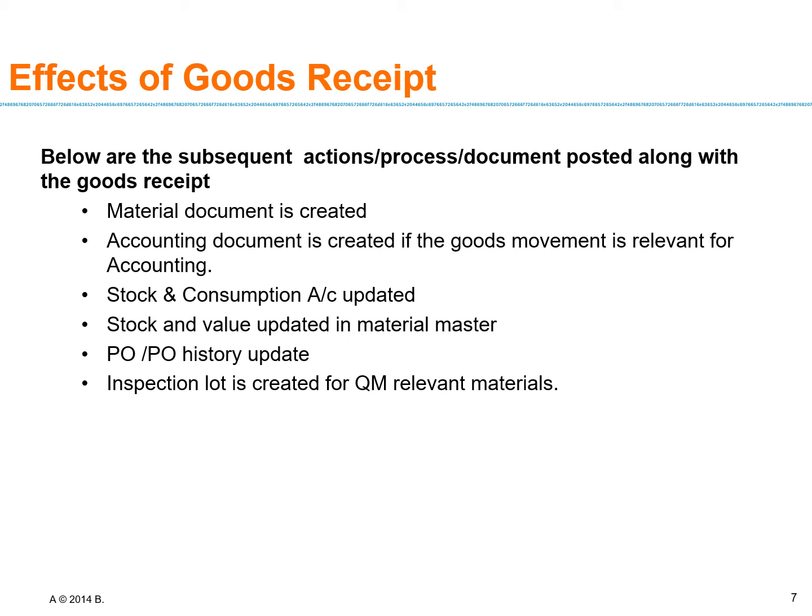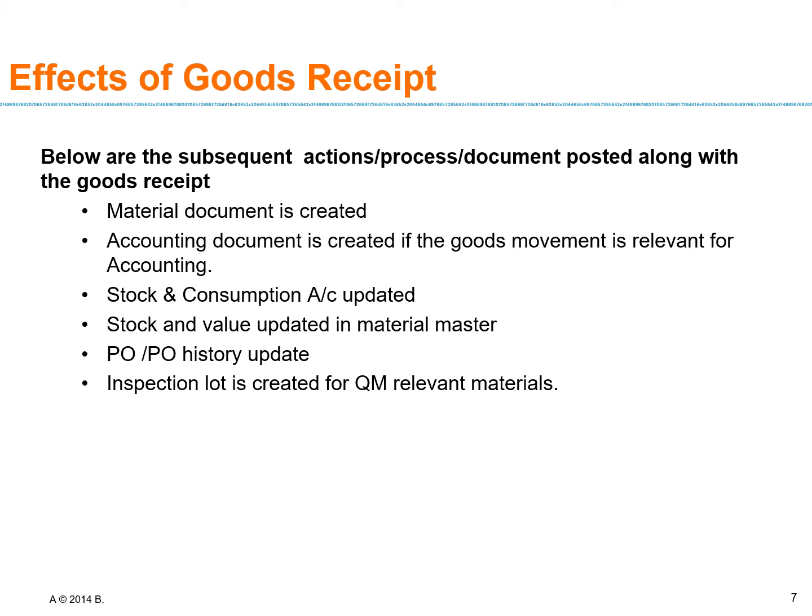Then stock and value are updated in the material master. Then PO history is also updated. So whenever you are going to receive the material against any purchase order, that particular purchase order will either be closed or maybe partially fulfilled, right? So it also helps in updating the PO history.